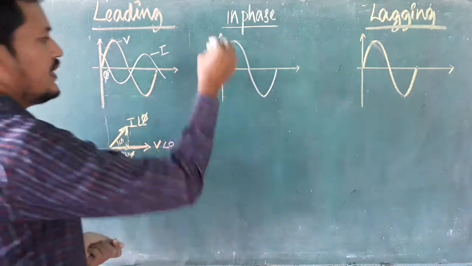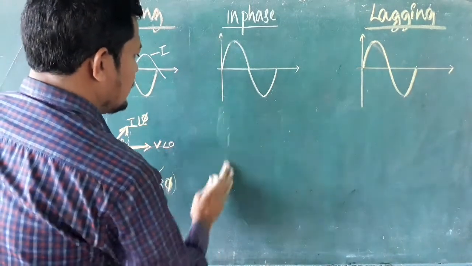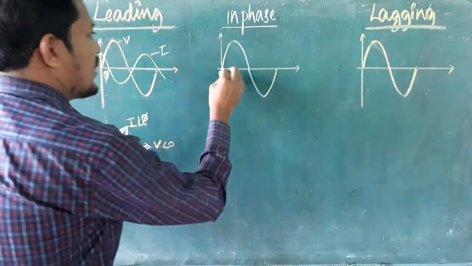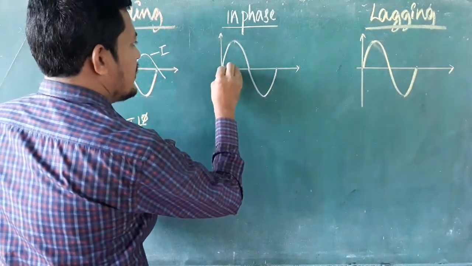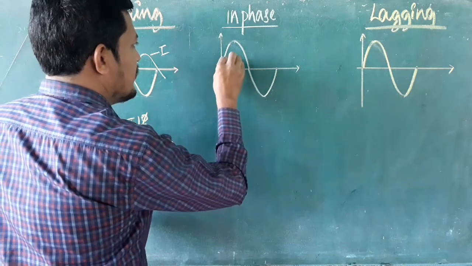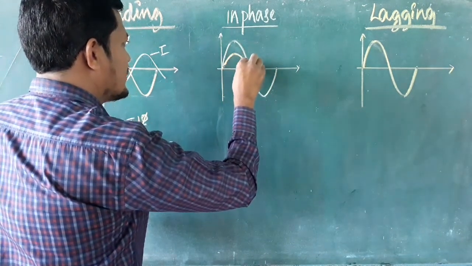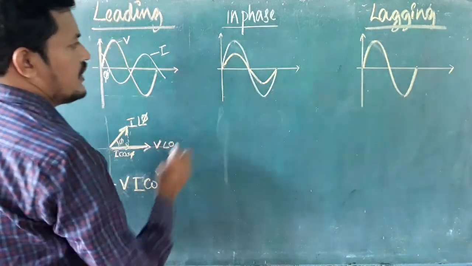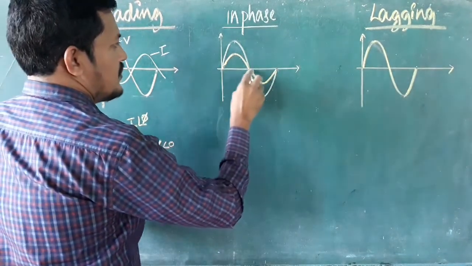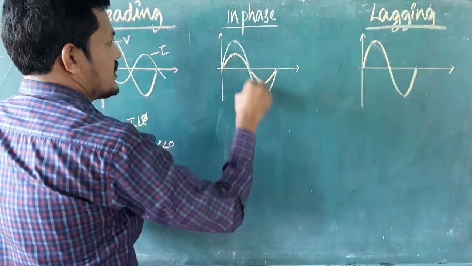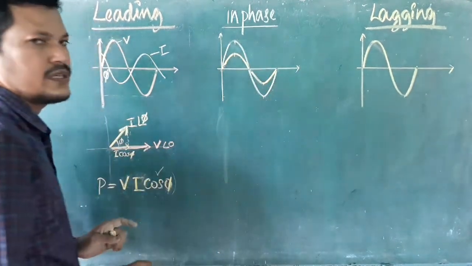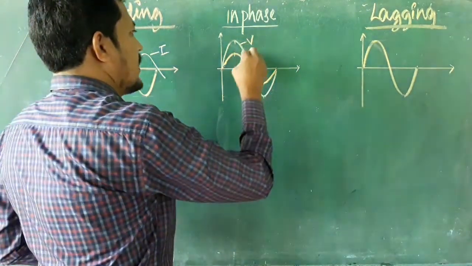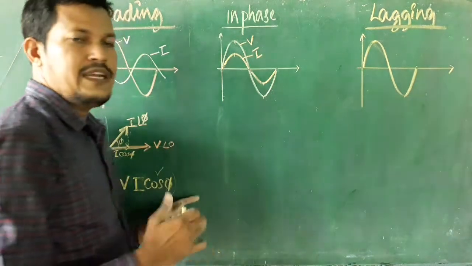In this case, in phase means the two values are occurring at the same time. Suppose the current started at the same 0 value and the same 0 value at the same time, again the same waveforms. Here the zeros occur at the same time, and its maximum also at the same time. So it is called the in phase condition. Here voltage and current are both in phase.